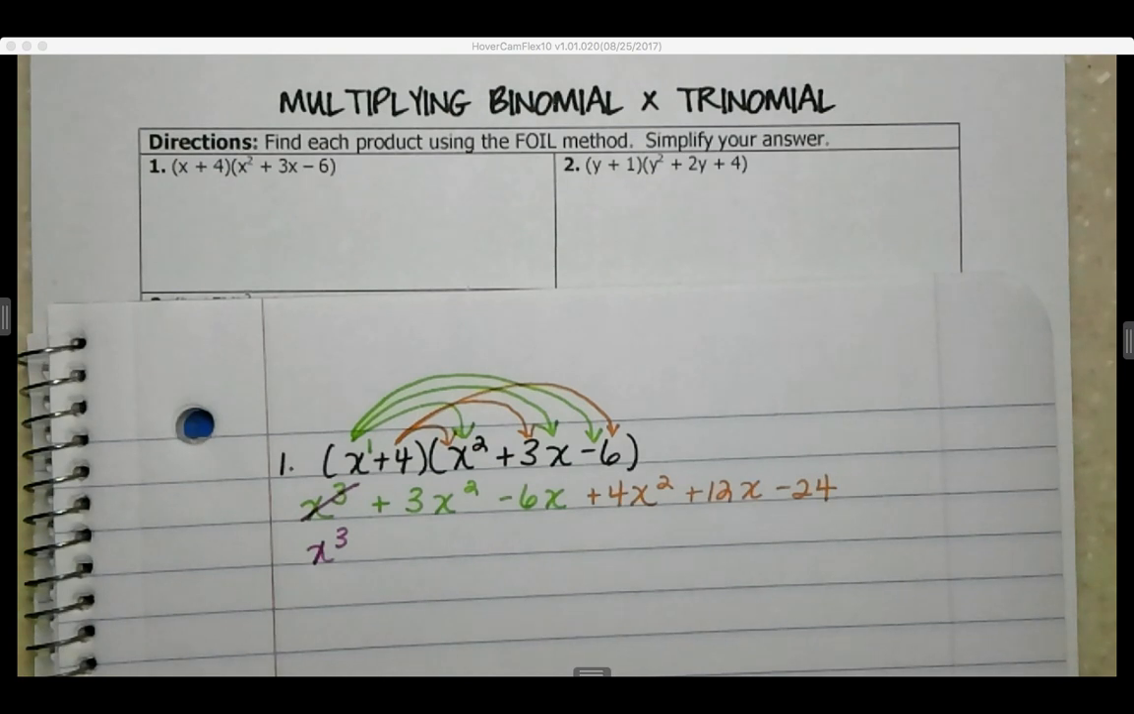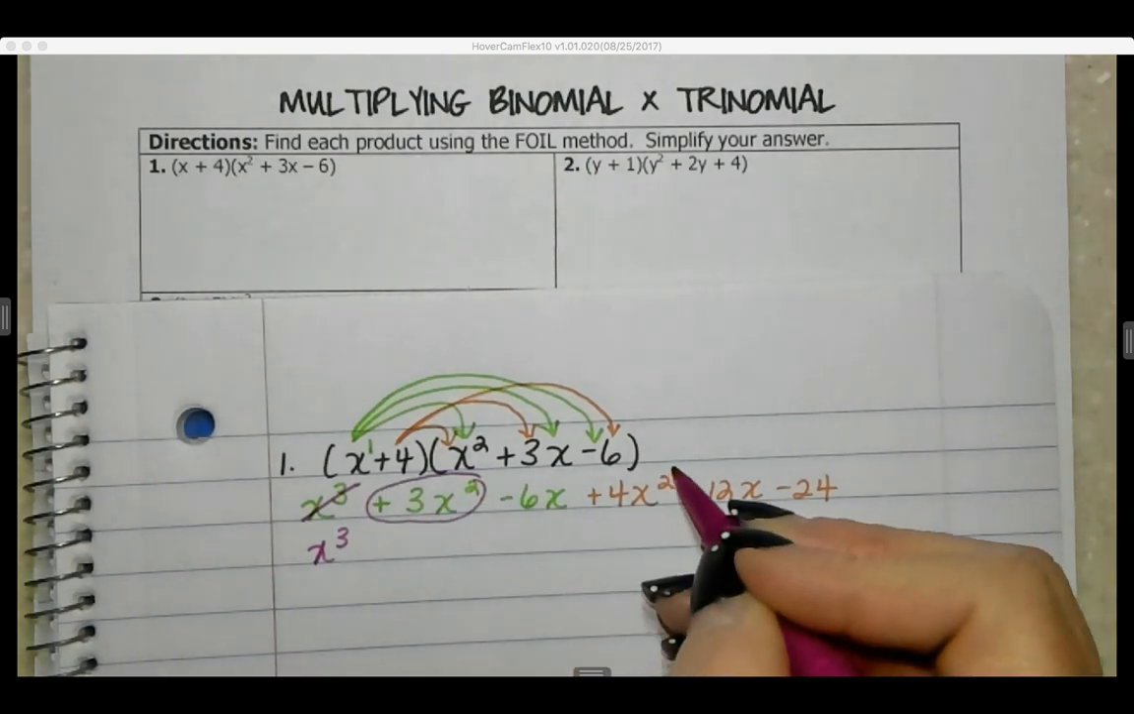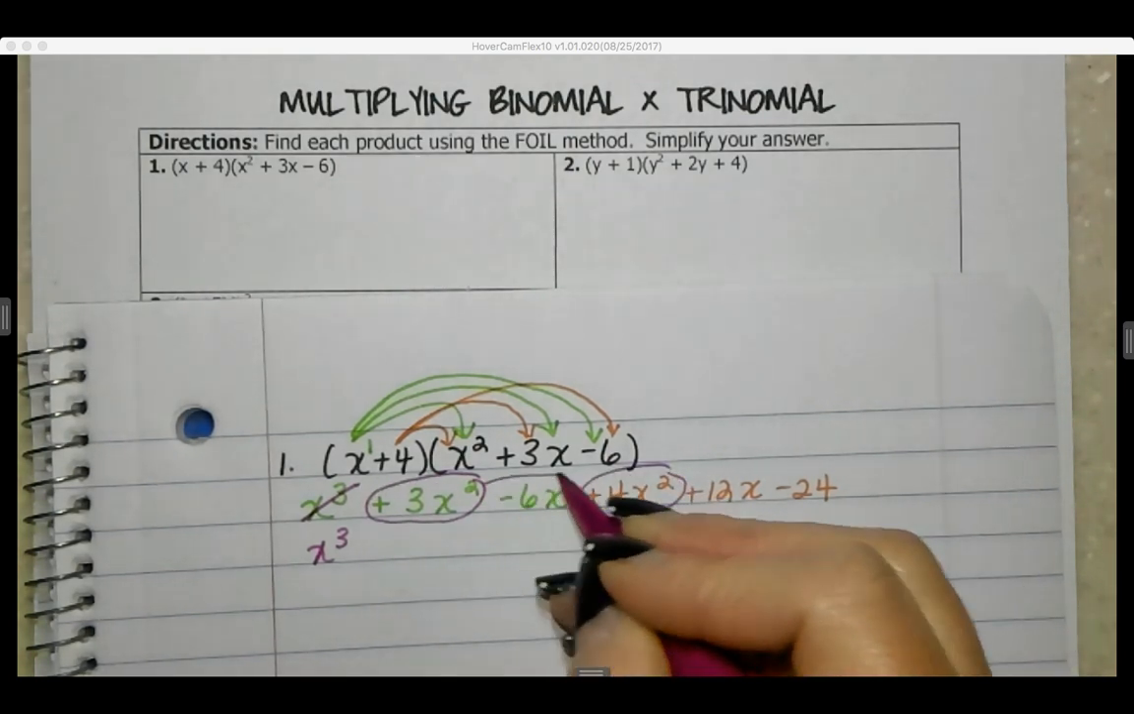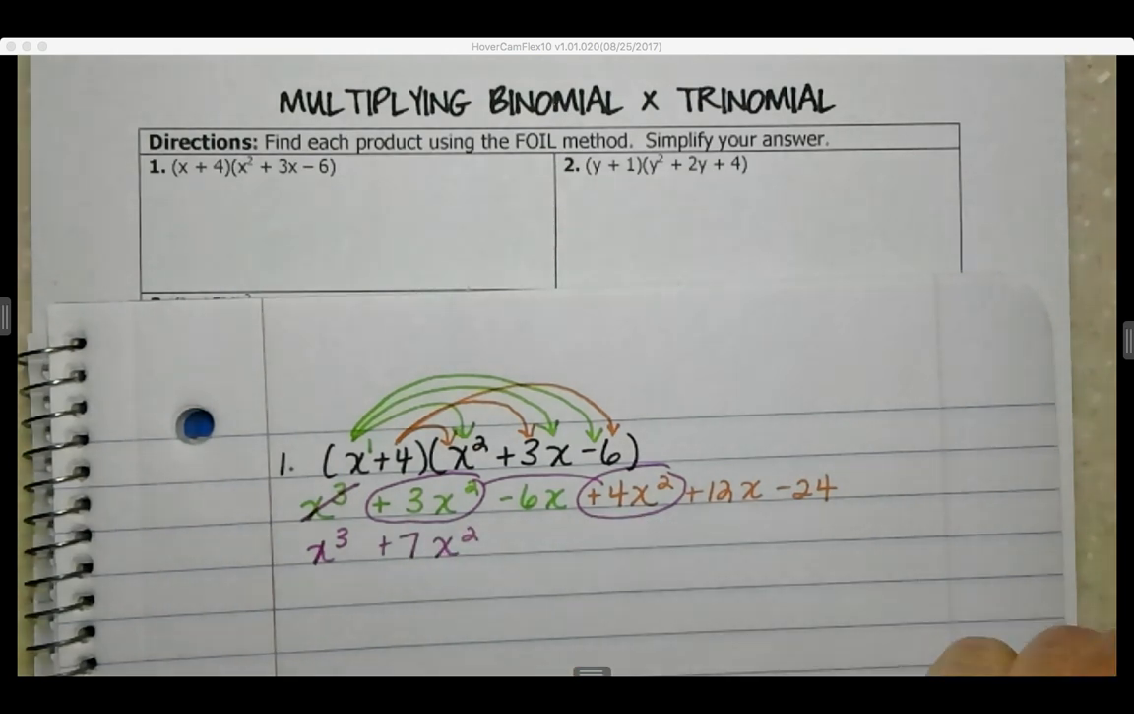In standard form, x squareds would be the next most powerful. So we're going to focus on positive 3x squared and a plus 4x squared, right? This term and this term can go together, and that makes 7x squared. They're gone.